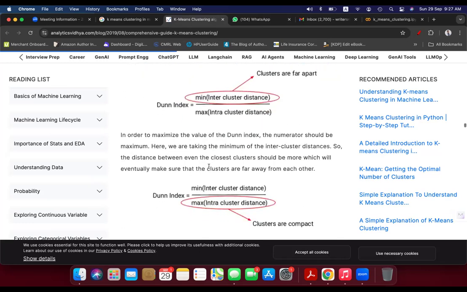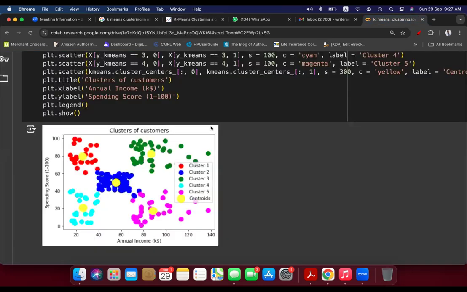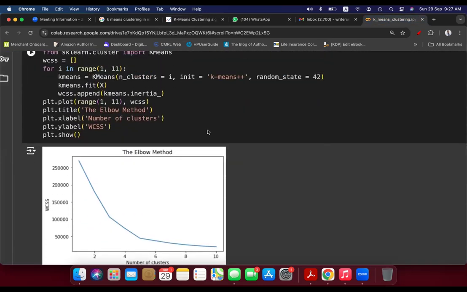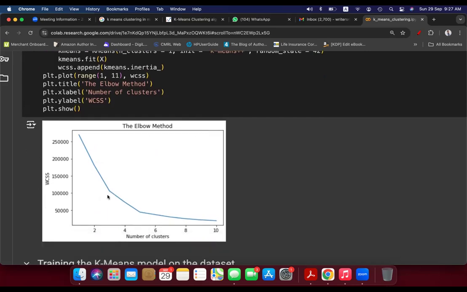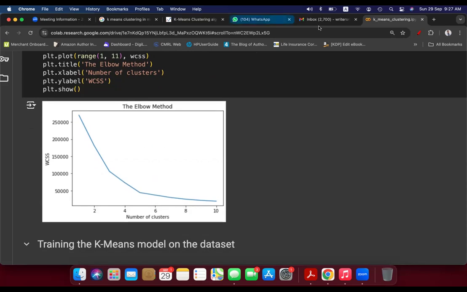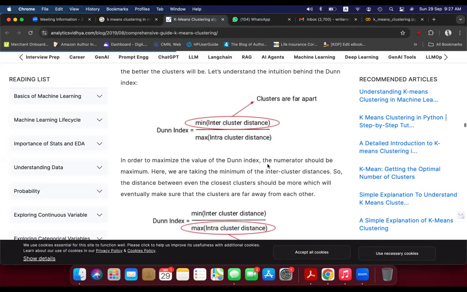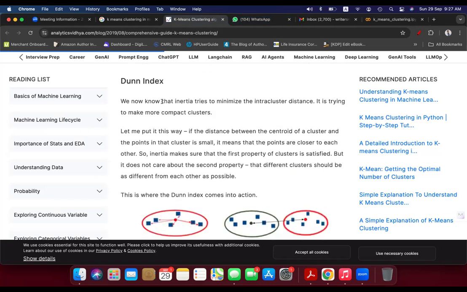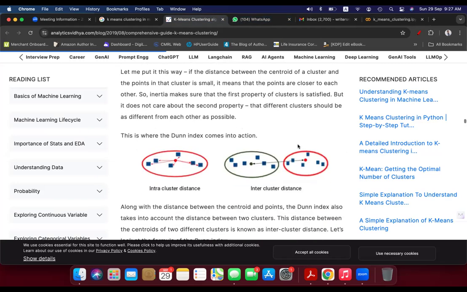But only to find out how many clusters, how many k-means values, how the initialization process is happening, and to find out what would be the right methodology for choosing k clusters. Okay, so we'll see what the elbow method is. We now know that inertia tries to minimize the intra-cluster distance, and it is trying to make more compact clusters.